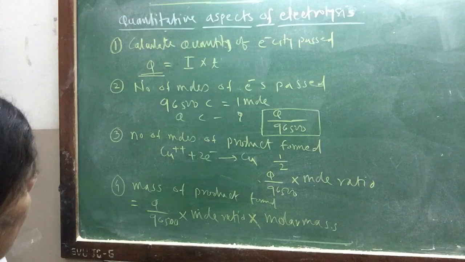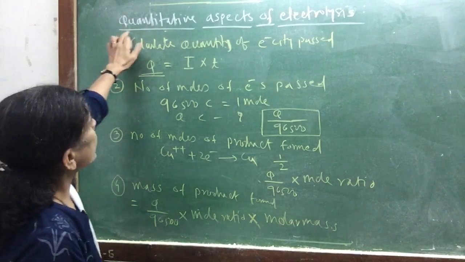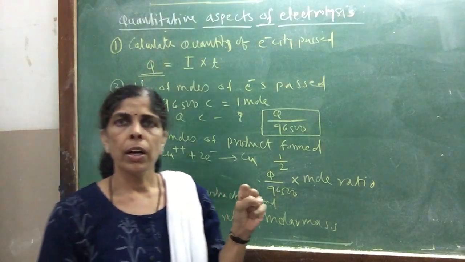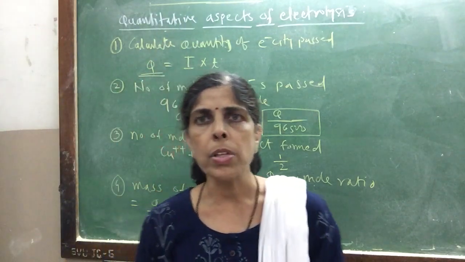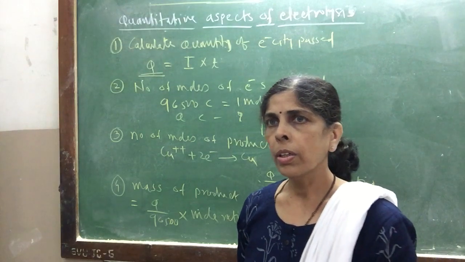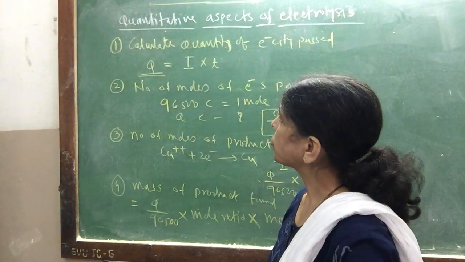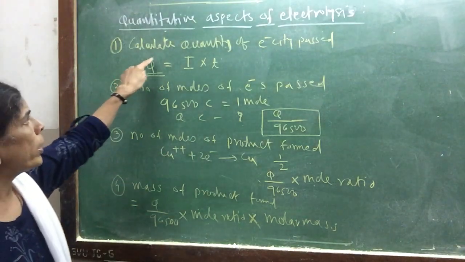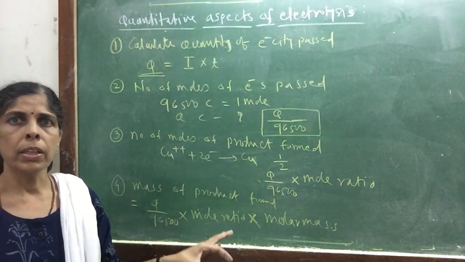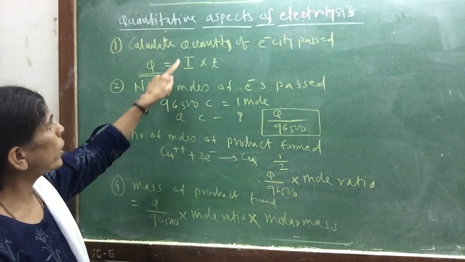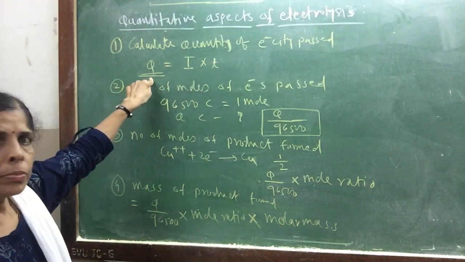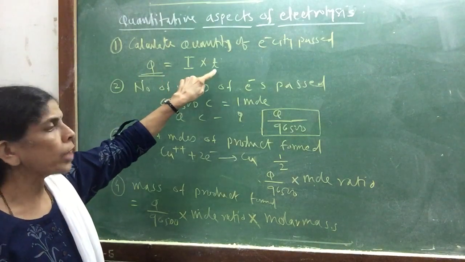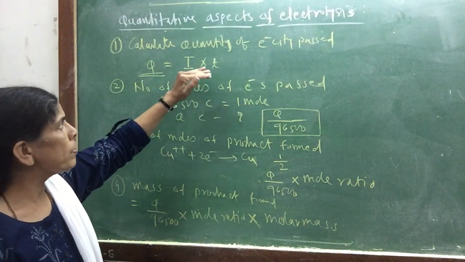Let's see from the beginning again. Quantitative aspects of electrolysis means, during electrolysis, how much quantity of the substance is deposited at the electrode can be determined quantitatively. The very first step is to find out the quantity of electricity which we are passing in the cell. That is Q in coulomb equal to current in ampere I into time in seconds. That is the first step.